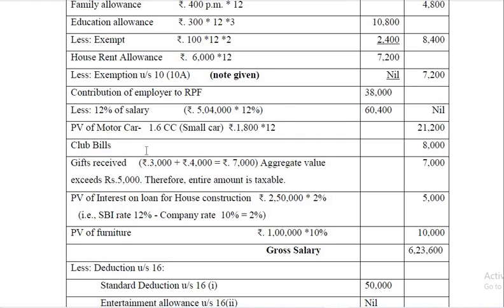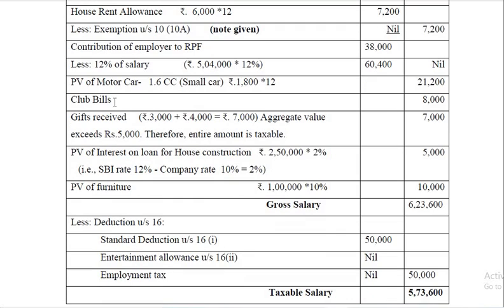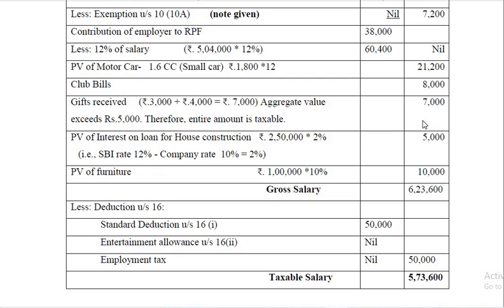So nil. Perquisite value of motor car 1.6 cc. That means it is a small car. If it is beyond that, that is bigger car. So 1,800 into 12, that comes to 21,600. Club bills, not at all related to the company. So whatever company has paid on behalf of the employees, that is fully taxable. Gift received, yes, aggregate value exceeds 5,000. Therefore, entire 7,000 rupees are taxable. It is not individual amount, it is the aggregate value you have to consider.